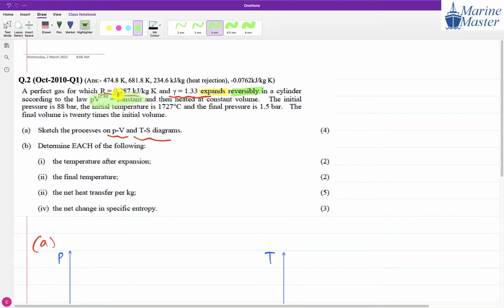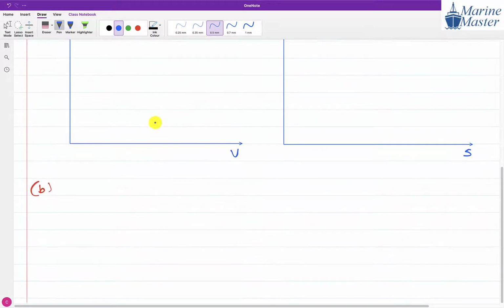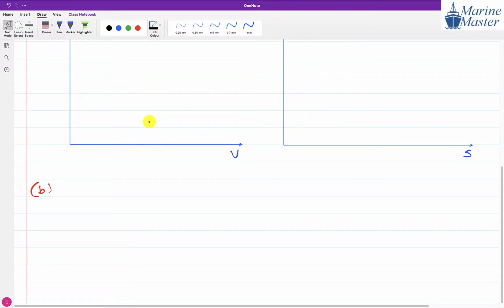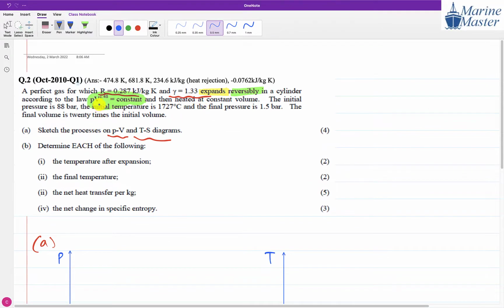So whenever they say PV raised to the power 1.48 constant, it means which process? PV raised to the power n is equal to constant, not PV constant. PV raised to the power n equal to constant means process 1 to 2. It is expansion. So whenever they give PV raised to the power n constant for that particular process according to the law, this process will become a polytropic process.